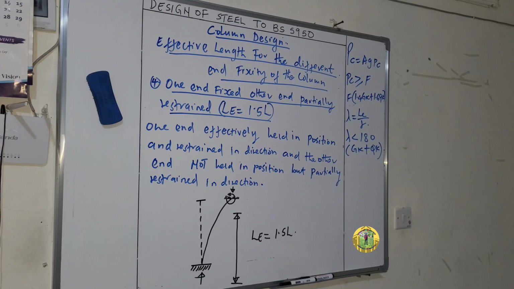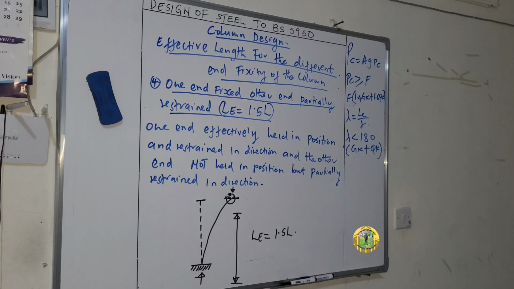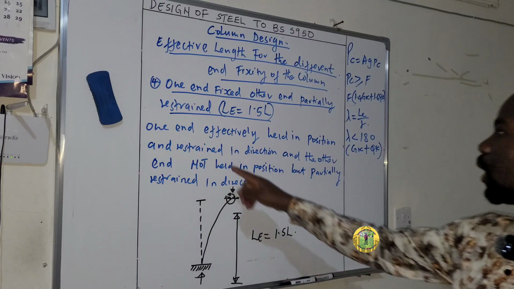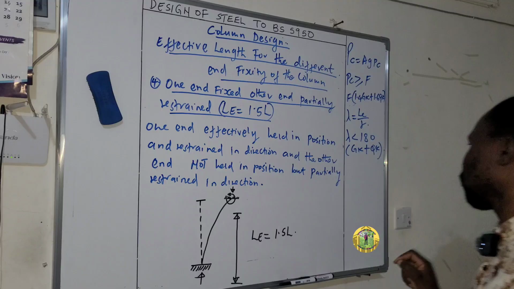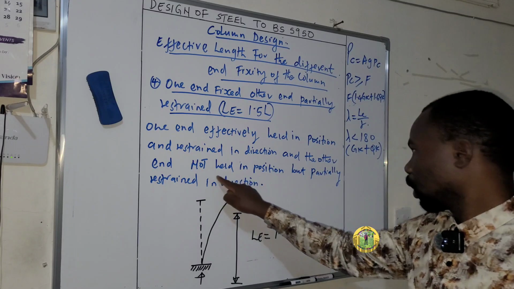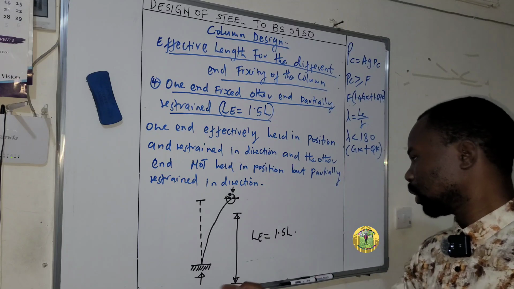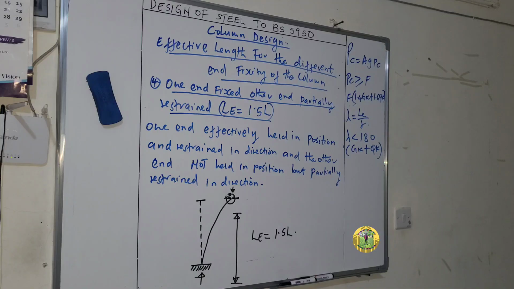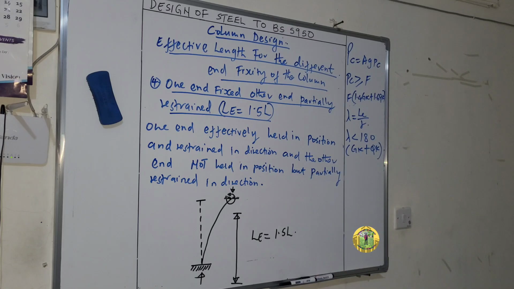So we have number 4, one end fixed, other end partially restrained. So the effective length LE is equal to 1.5 L. So one end effectively held in position and restrained in direction, and the other end not held in position but partially restrained in direction. As you can see, this one is permanently fixed and this one is partially restrained. So LE is equal to 1.5 L.